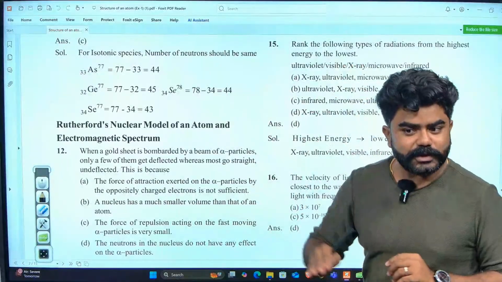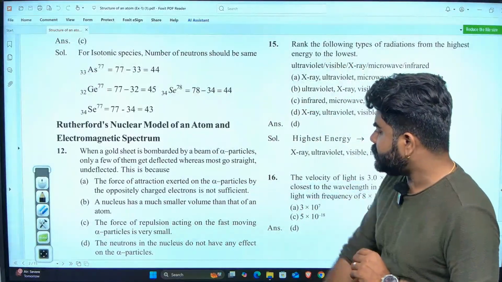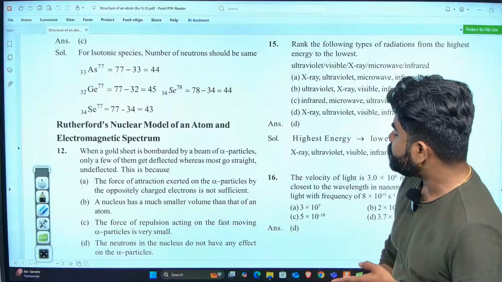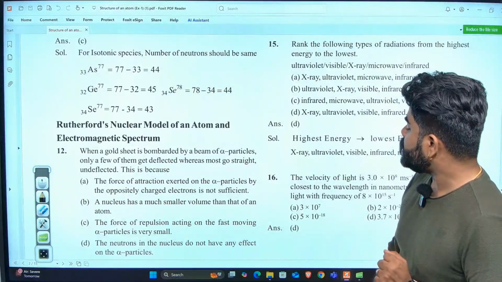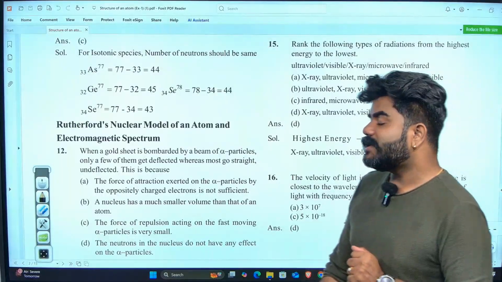First you must go through all the options. Option C. The force of repulsion acting on the fast-moving alpha particle is very small. Then the neutrons in the nucleus do not have any effect on the alpha particles.